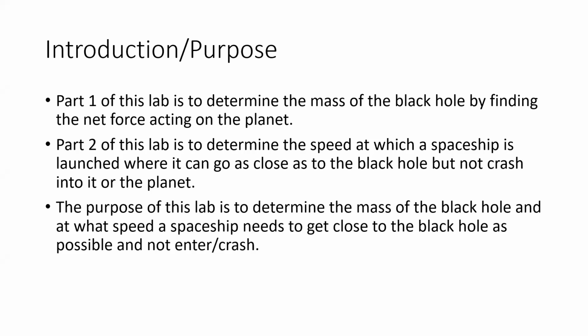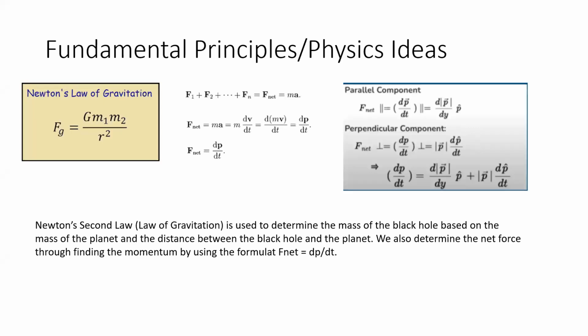Part 1 of this lab is to determine the mass of the black hole by finding the net force acting on the planet. Part 2 of this lab is to determine the speed at which a spaceship is launched where it can go as close as possible to the black hole but not crash into it or the planet. The purpose of this lab is to determine the mass of the black hole and at what speed a spaceship needs to get to get as close as possible to the black hole without entering or crashing into it.